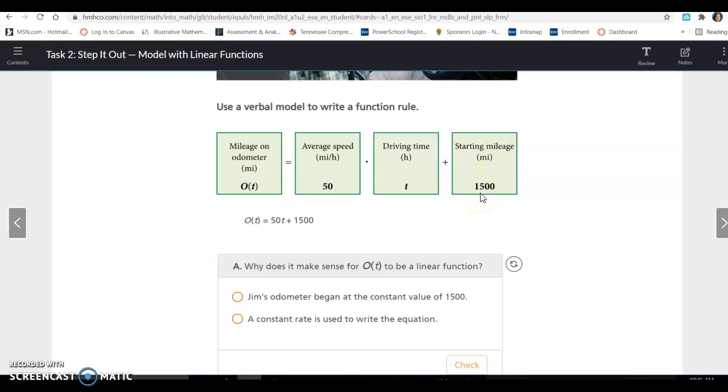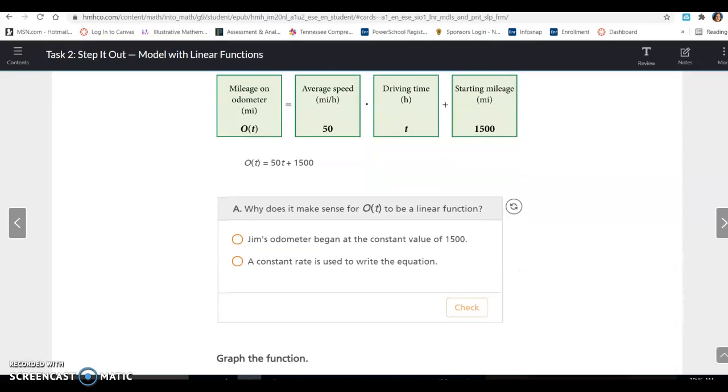So he started at 1,500 miles was what was on his odometer when he began. So if you see, these just come down, and that's what makes your equation. O of t equals 50t plus 1,500.